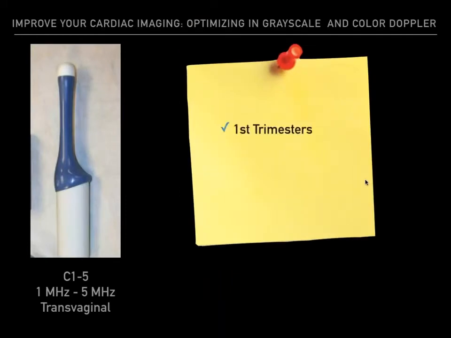A transvaginal probe may be used in the first trimester or even in the late second trimester in the event that there is a suspected fetal cardiac abnormality, or if there is difficult imaging due to an increased maternal body habitus. This actually allows you to increase the imaging depth and provide optimal imaging, especially for early cardiac screening.